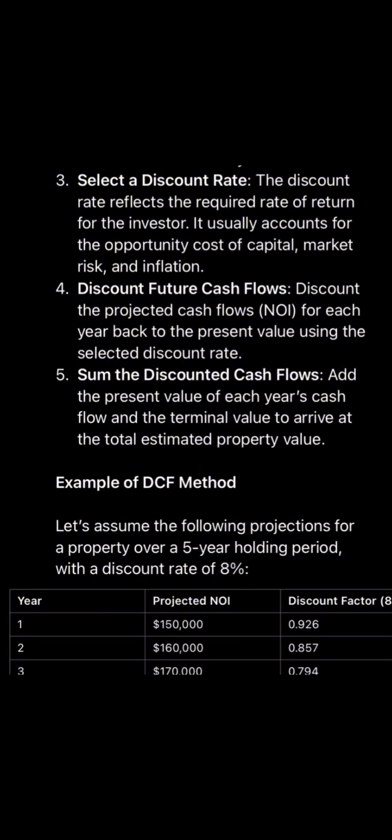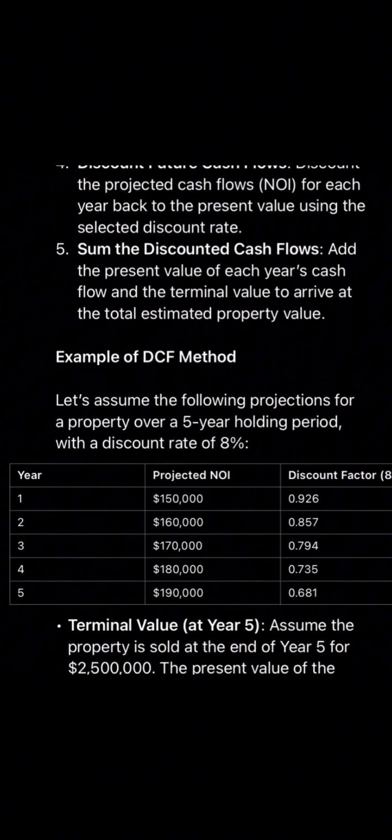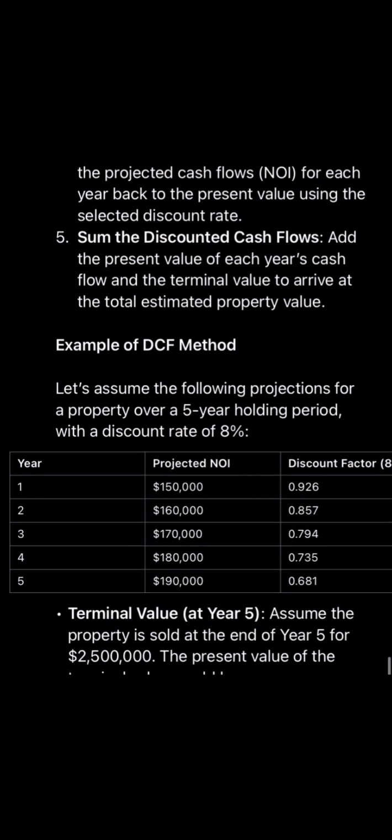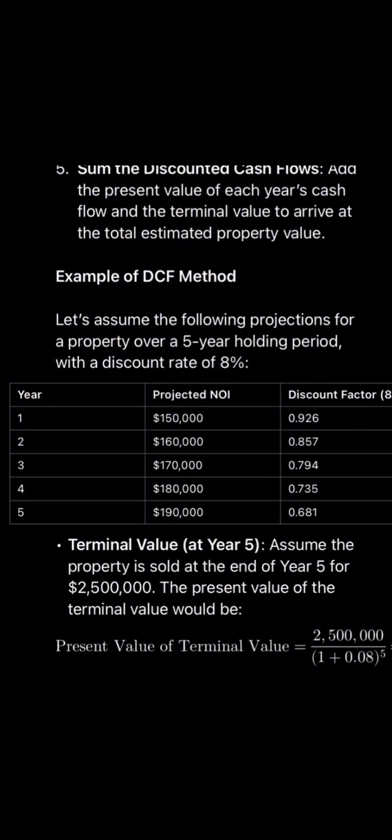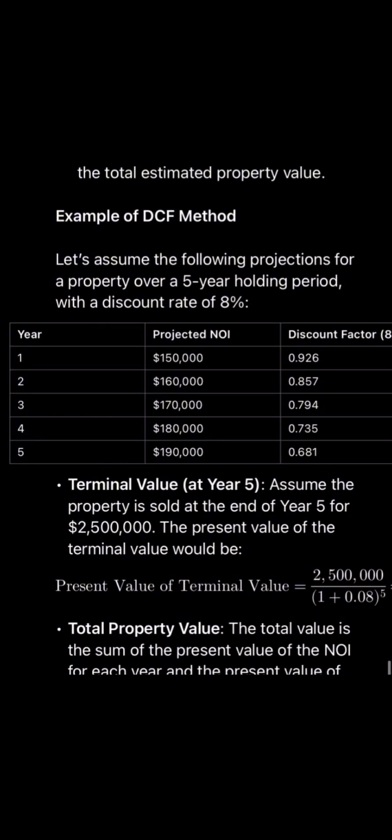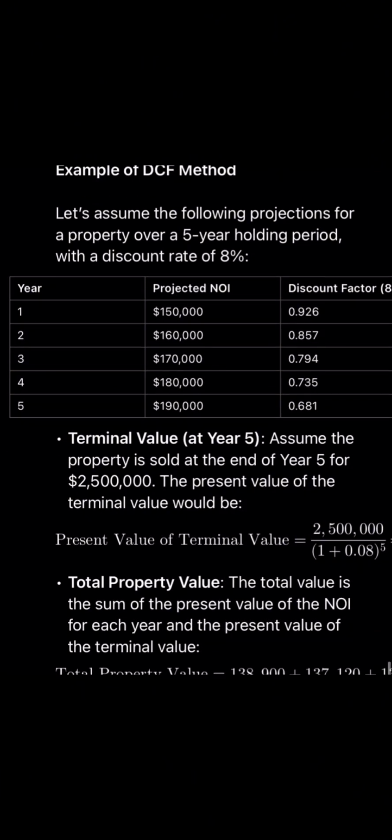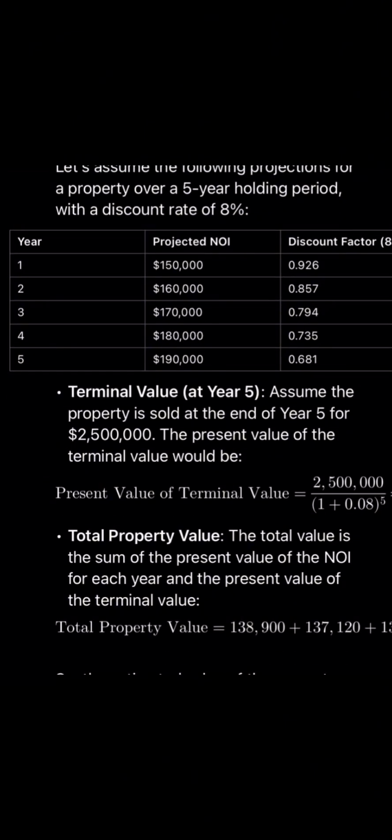Let's assume the following projections for a property over a 5-year holding period with a discount rate of 8%. Year, projected NOI, discount factor at 8%, present value of NOI. Year 1: 150,000, 0.926, 138,900. Year 2: 160,000, 0.857, 137,120. Year 3: 170,000, 0.794, 134,980. Year 4: 180,000, 0.735, 132,300. Year 5: 190,000, 0.681, 129,390.